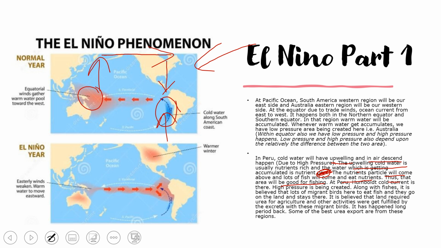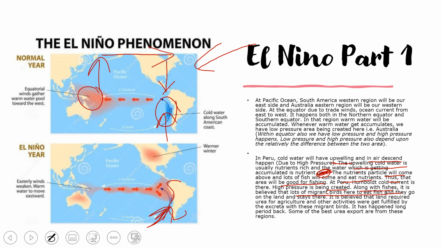And at Peru, the Humboldt cold current is also there. From here you will see the Humboldt current, that is also a cold current. So high pressure is being created, and along with the fishes, it is believed that lots of migrant birds will come here and eat fish, and they go on the land, the Peru regions.